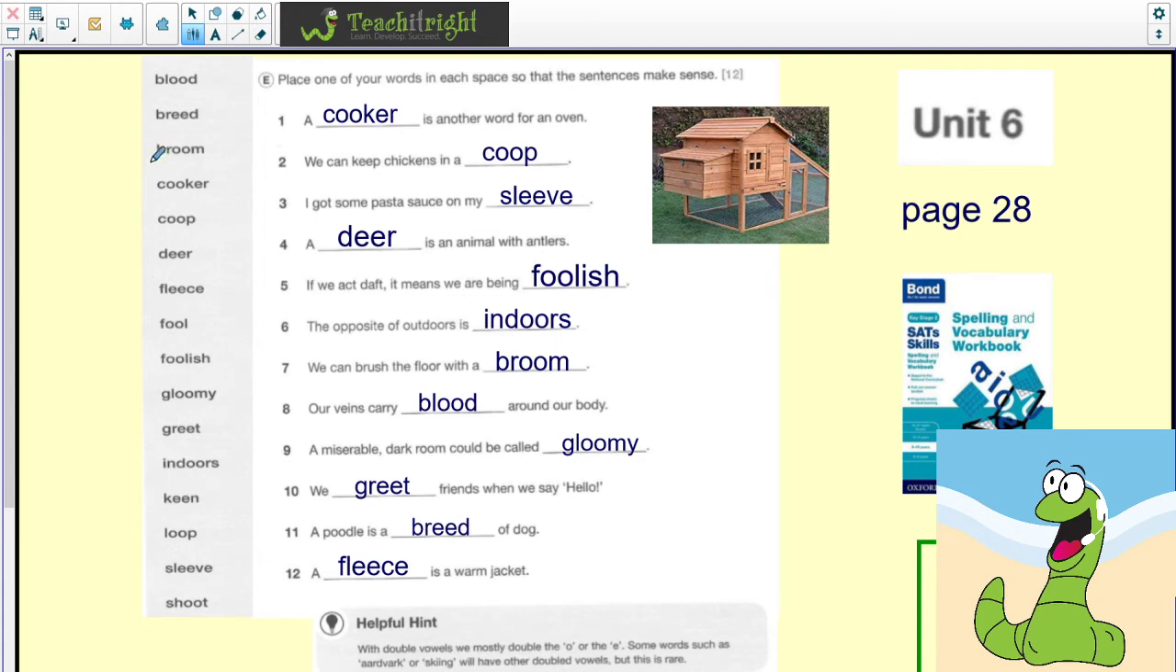So we're going to have a little look now at the next passage or next part of your section or unit 6. What do we have to do here? We've got lots of words again down the side that we need to place into the gaps. I did just put a coop.